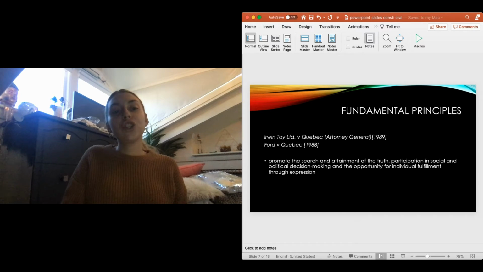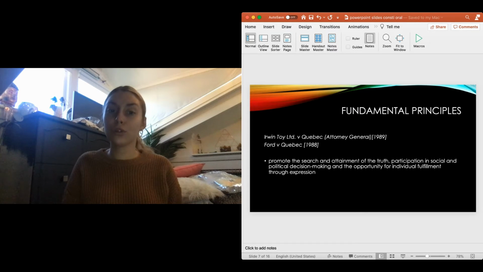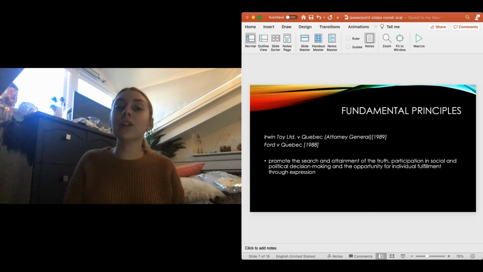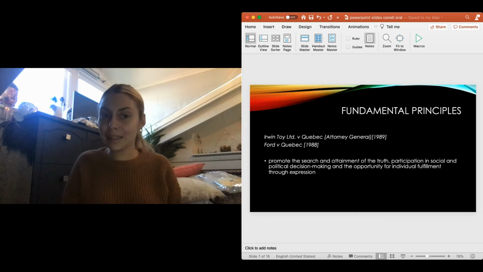It has been acknowledged in Irwin Toy Limited and Quebec and Ford and Quebec that the fundamental principles of upholding the right are to promote the search and attainment of the truth, participation in social and political decision making, and the opportunity for individual fulfillment through expression. Further, there is a rationale that it allows for the open exchange of ideas to foster self-actualization and human dignity. The Canadian right is far more expansive than Australia's limited criteria of only political communication.